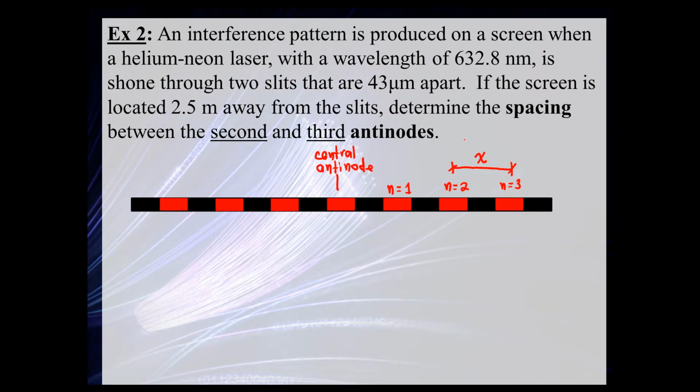Problem is, the way we define x is from the central antinode, but what would be an equivalent distance of x if we measured it from the central antinode? The distance from the second to the third antinode would actually be the exact same distance as going from the central antinode to the first one. So that'd be the same thing as going from the central maximum to n equals 1. That's equivalent to going from the second bright fringe to the third bright fringe.